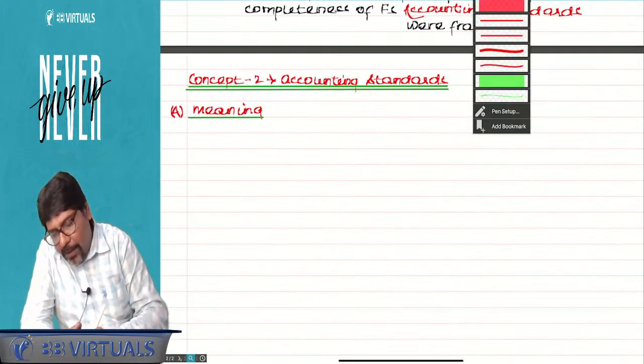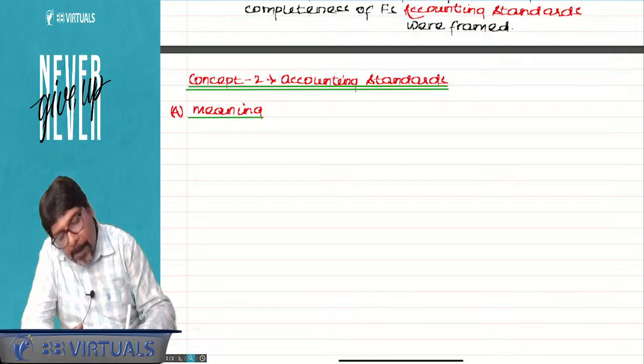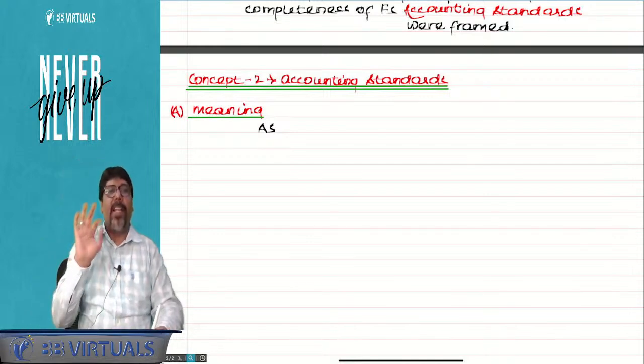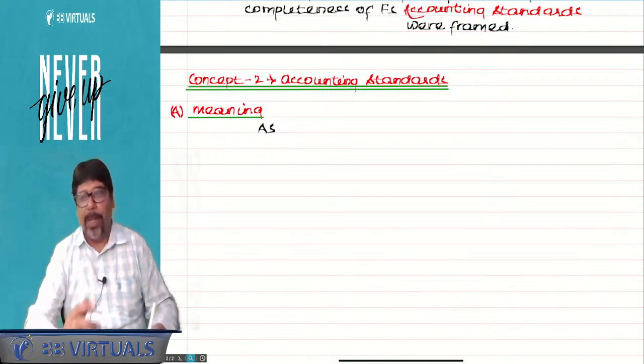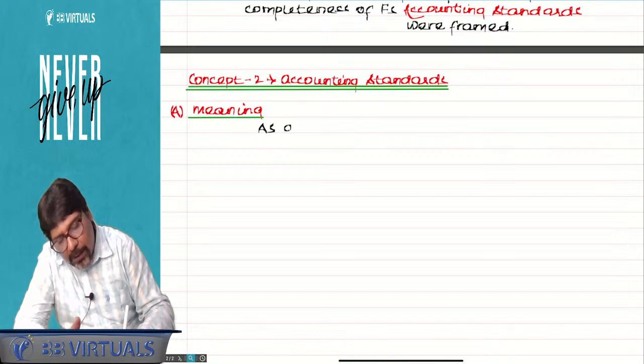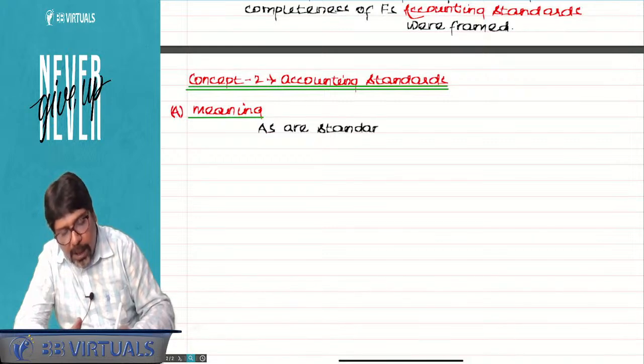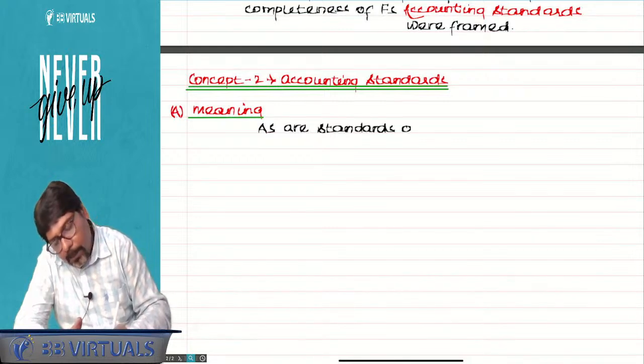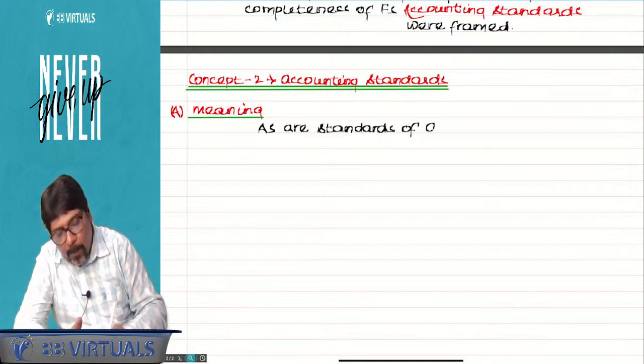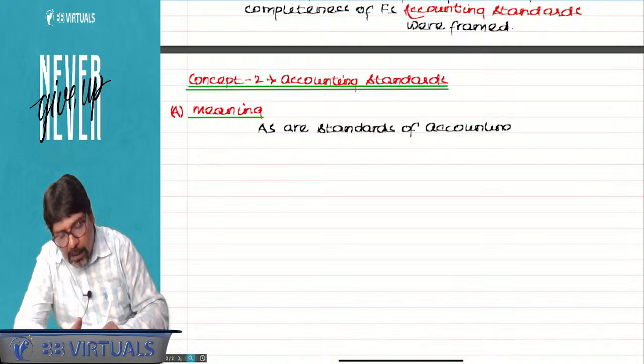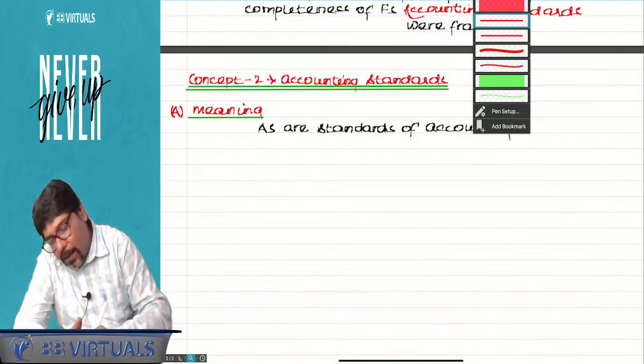Now chartered, for example, first let us write accounting standards. We'll call it AS only. Accounting standard is too big a word. Accounting standards are standards of accounting. Yes or no? Yes, sir.